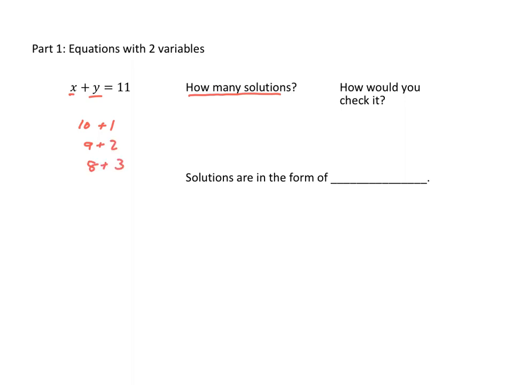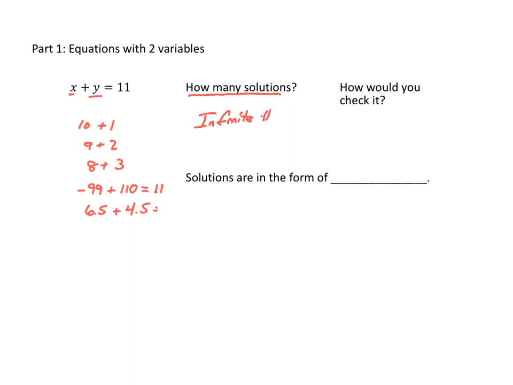And somebody who's thinking outside the box would say, well, negative 99 plus 110 equals 11. See, we have positive and negative numbers. They do exist. And somebody would be thinking outside the box, and they would think, well, 6.5 plus 4.5 would equal 11. So we have decimal answers also, which means there are an infinite number of solutions.